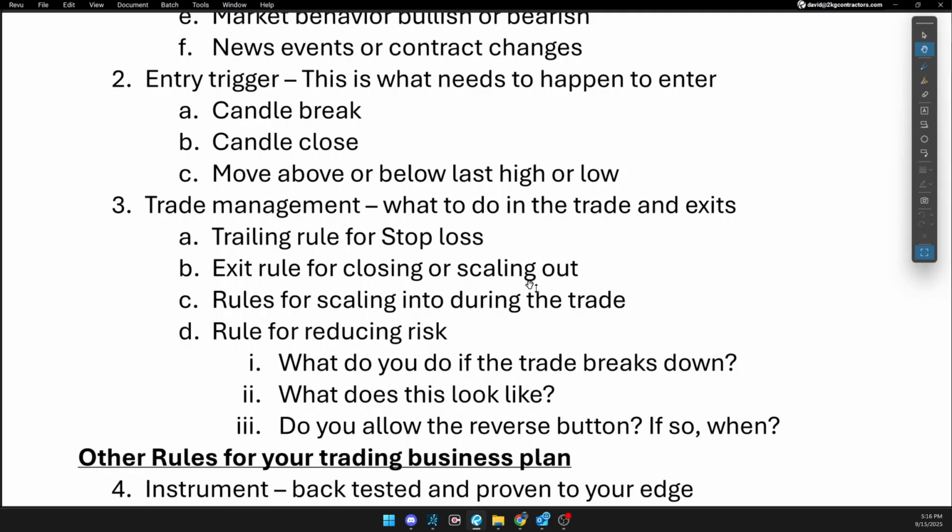Exit rule for closing or scaling out. If you're closing a contract, or if you're going to scale out, let's say you went in with 2 contracts and you want to scale one out, where do you scale that out? What would be the rule you would have to scale out?